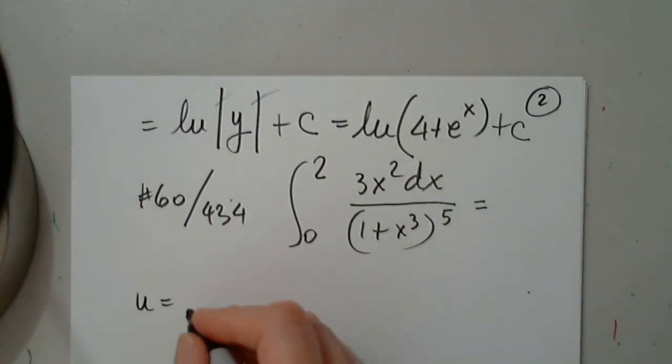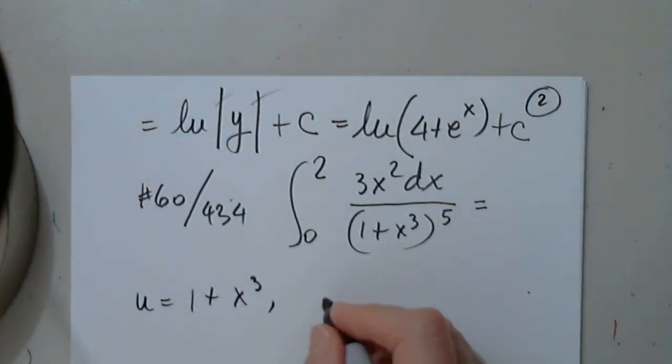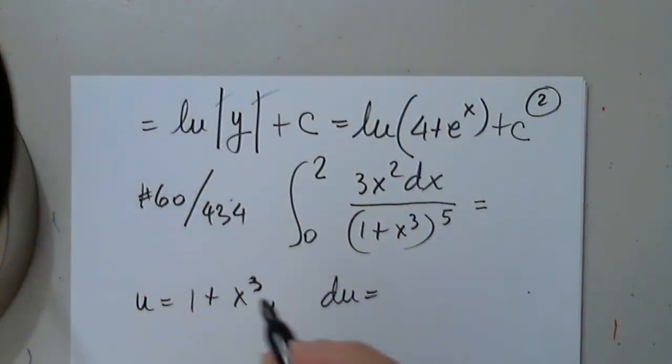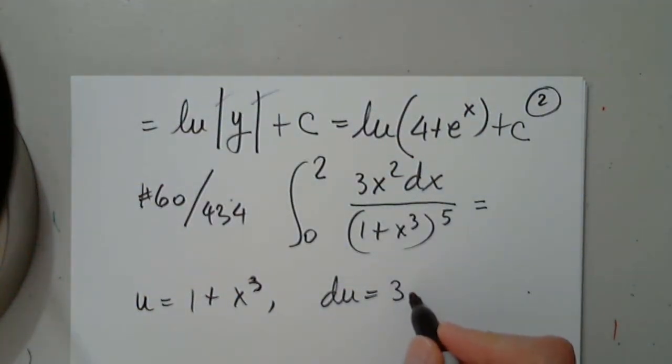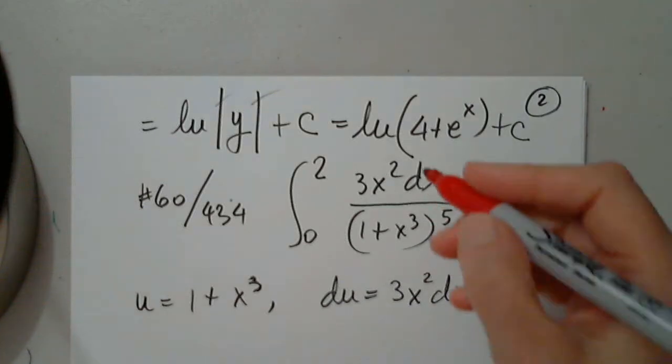1 plus x to the third. Brilliant. Thank you very much. Can anyone give us du? Three x squared. 3x squared times dx. Excellent, brilliant. Thank you very much. That's all I needed. Is it here? Yes.